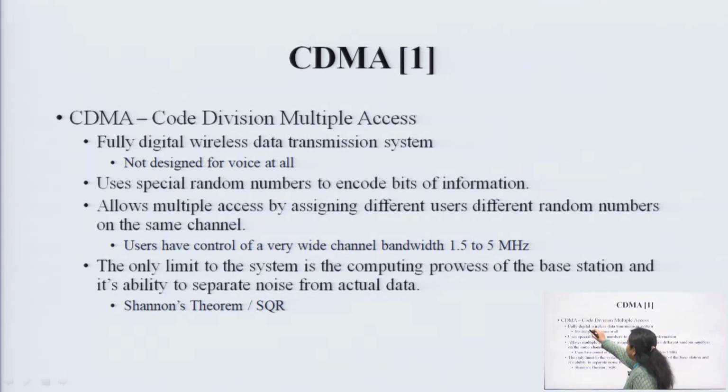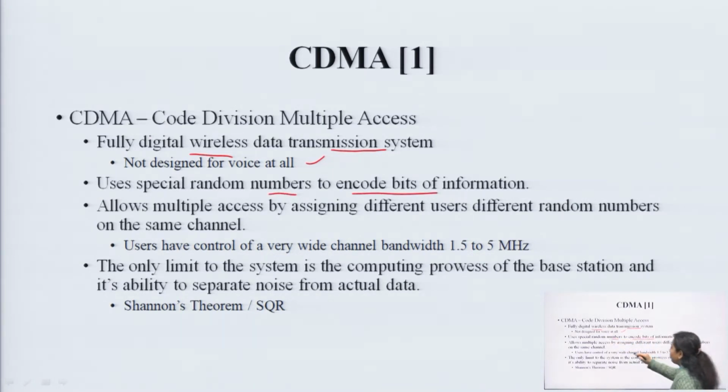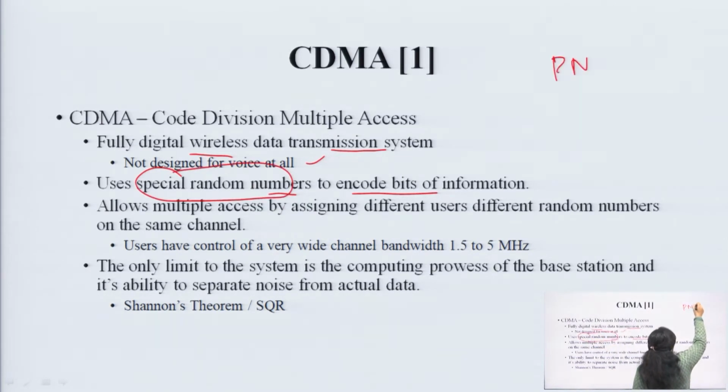Like this is CDMA, it is a fully digital wireless data transmission system. It is not designed for voice at all. So, basically this CDMA is used to deliver data. You can perform voice calls, but it is not designed for voice calls, it is designed to transmit data. So, it uses special random numbers to encode the bits of information. Now, what are these special random numbers? These are nothing but PN codes.